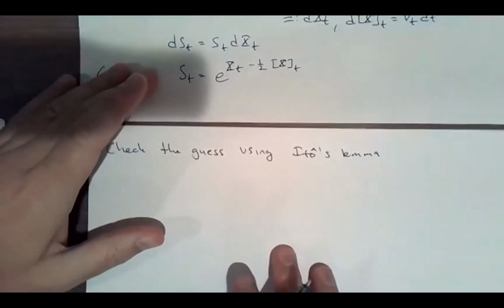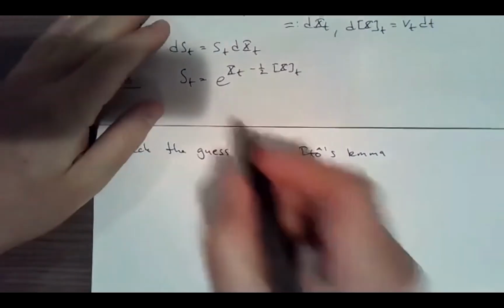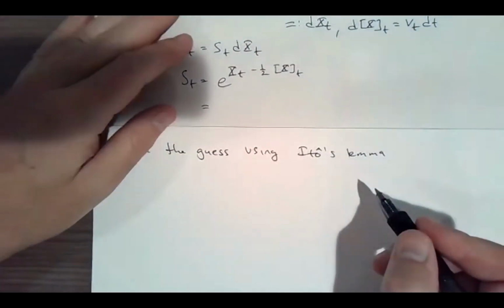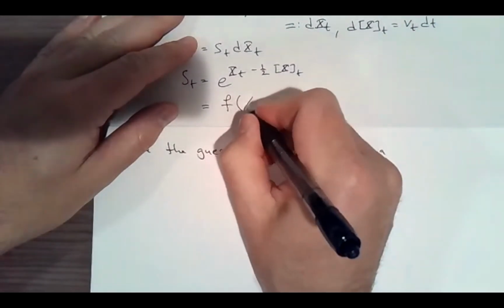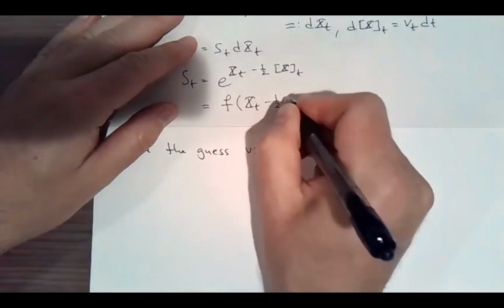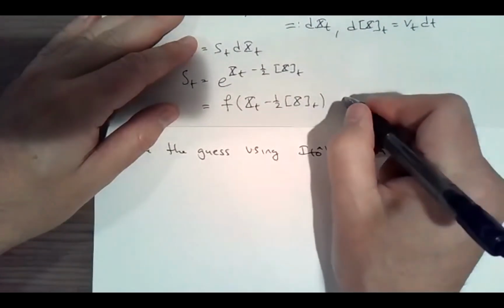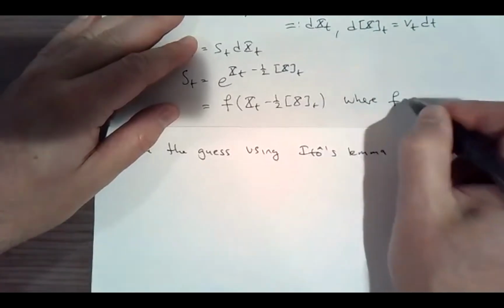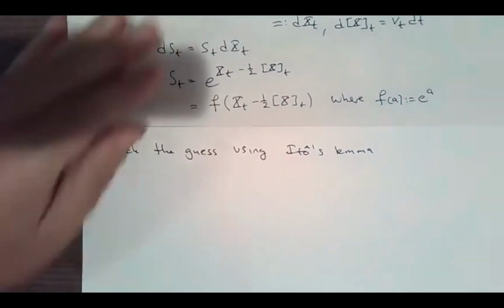Check the guess using Ito's lemma. So how would we do that? Well, we will recognize that this here is a function of Xt minus 1/2 quadratic variation of Xt, where the function is just the exponential. F of a is e to the a.